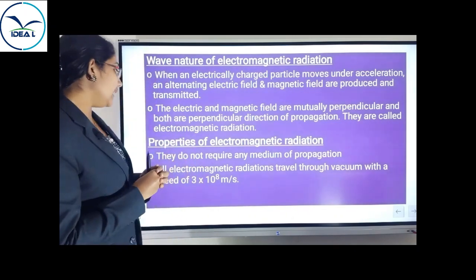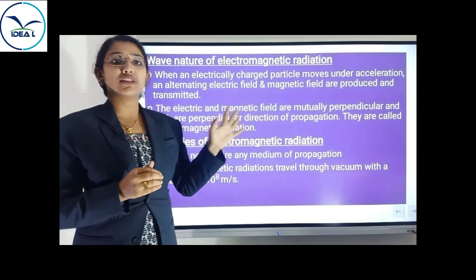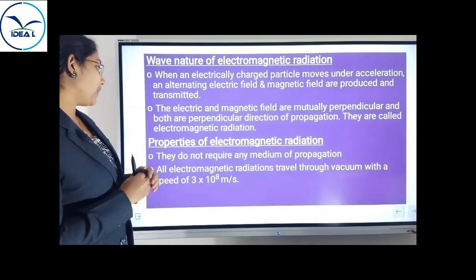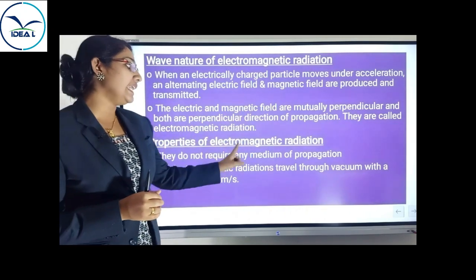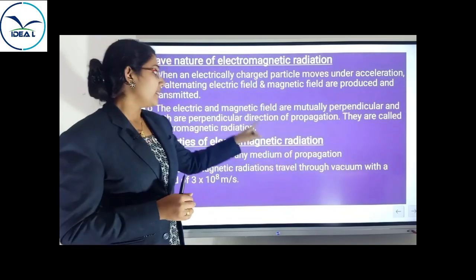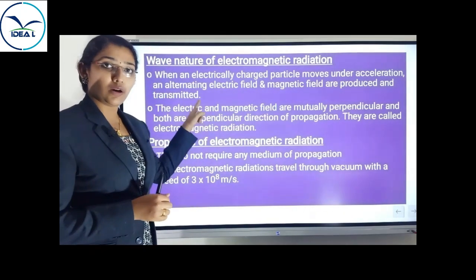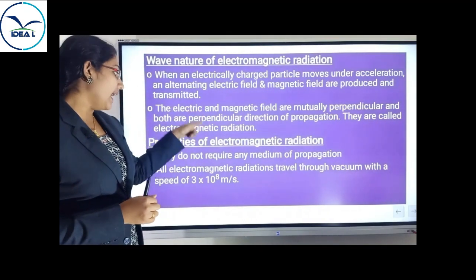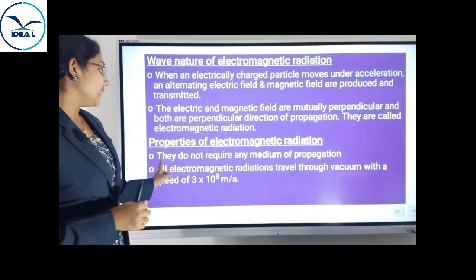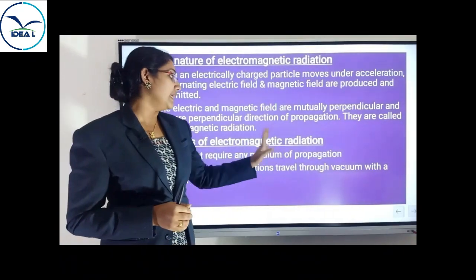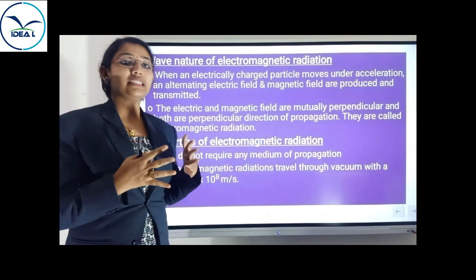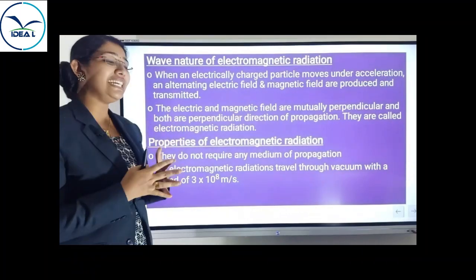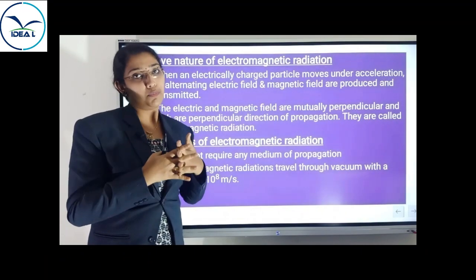Clear? Then, what are the properties of electromagnetic radiation? They do not require any medium of propagation. This point is also a property of electromagnetic radiation. Electromagnetic radiations do not need any medium for propagation.